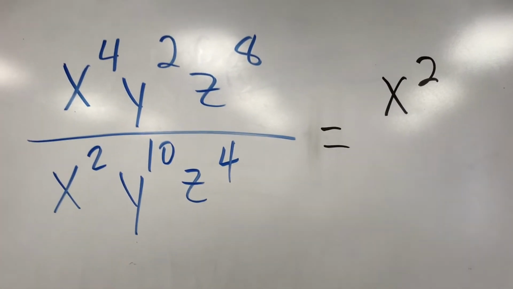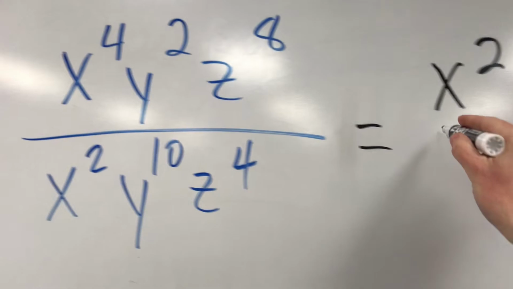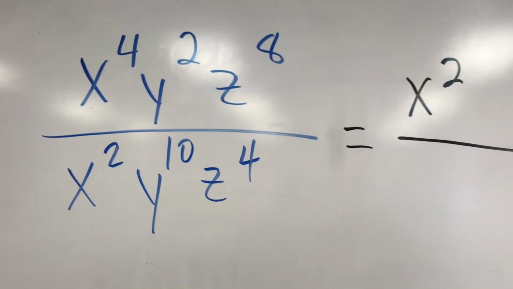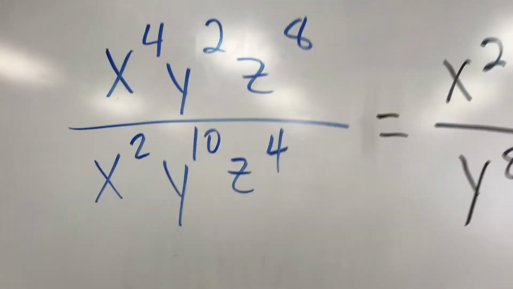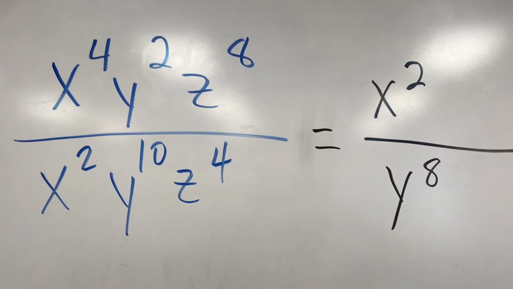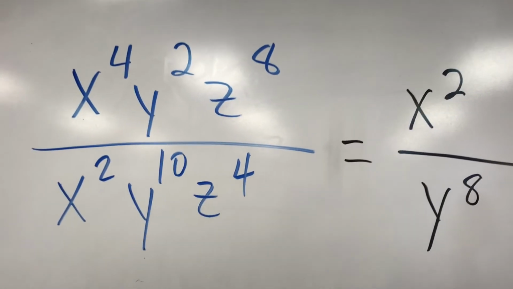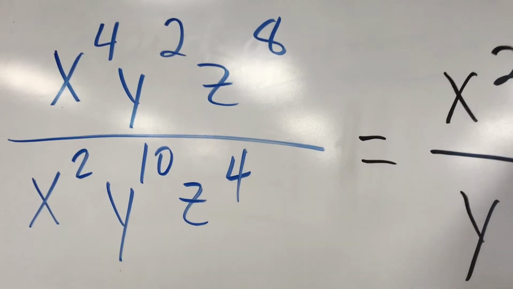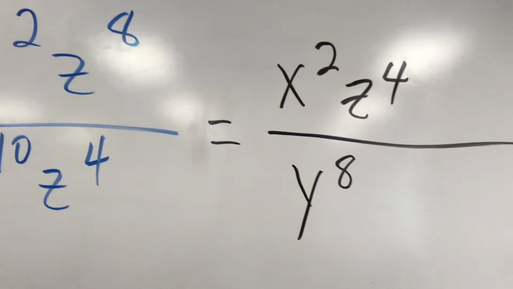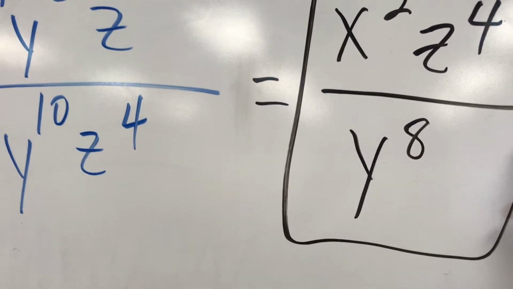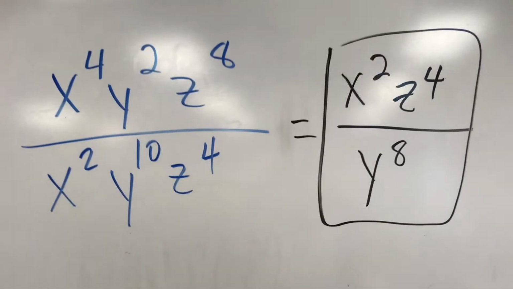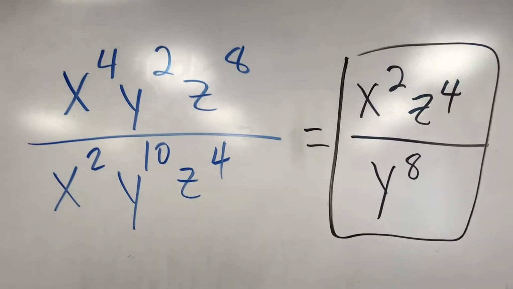Now if I look at my y's, the denominator would win, and there'd be 8. And then we look at the z's, and if they battle each other, then the top would win, and so we would get z to the 4th power. Okay, so our final answer would be x squared z to the 4th over y to the 8th.